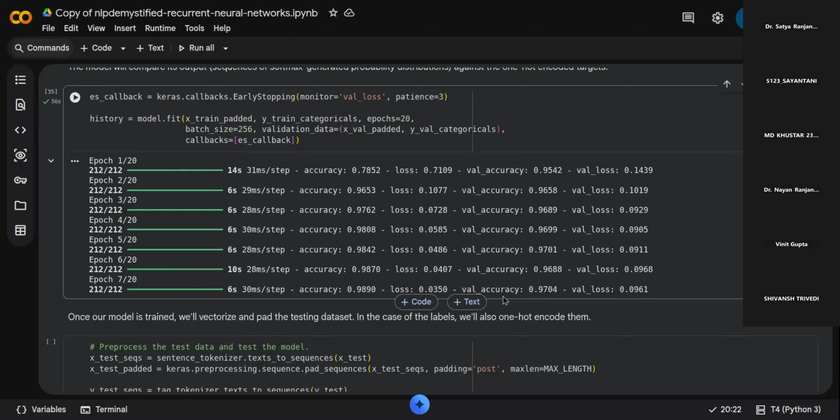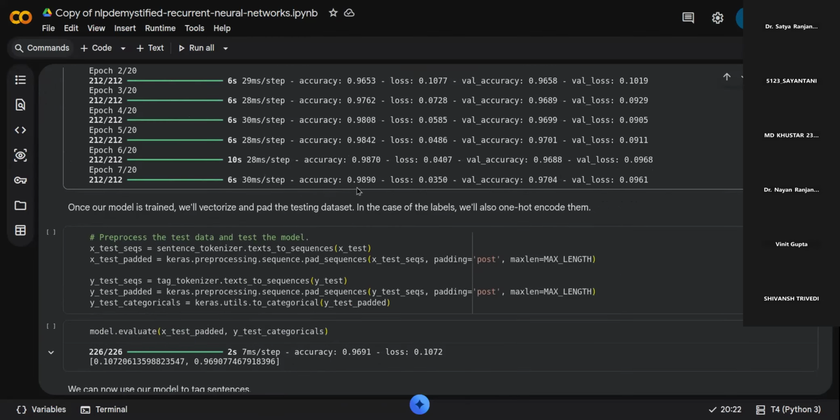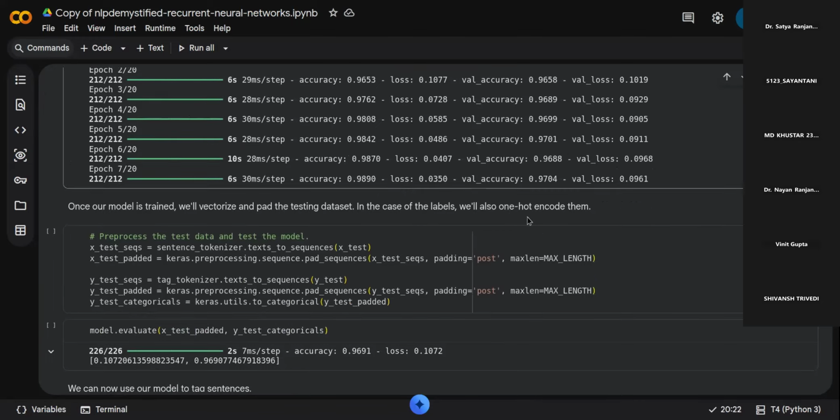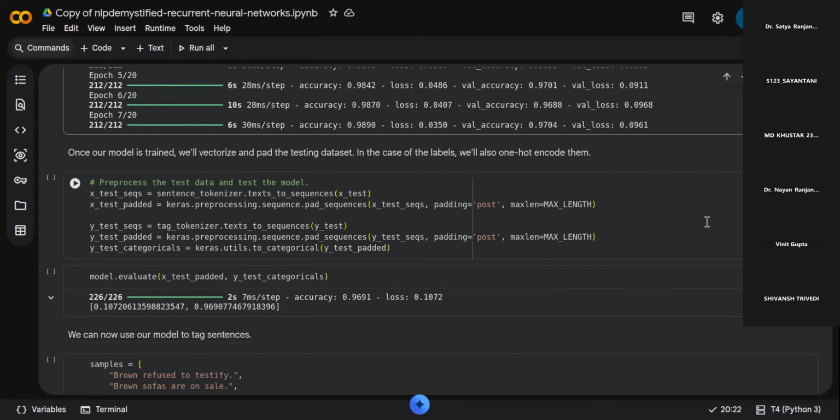So 97. Now it is stopped. You see my training accuracy is 98, validation accuracy 97. Means now it is a good model. So now what we'll do, we have to test it. There is a test set already there.